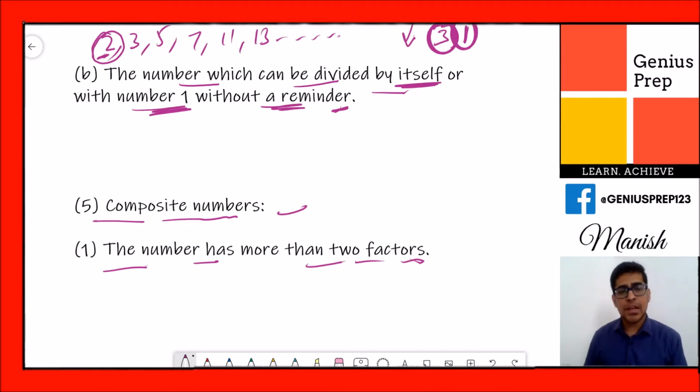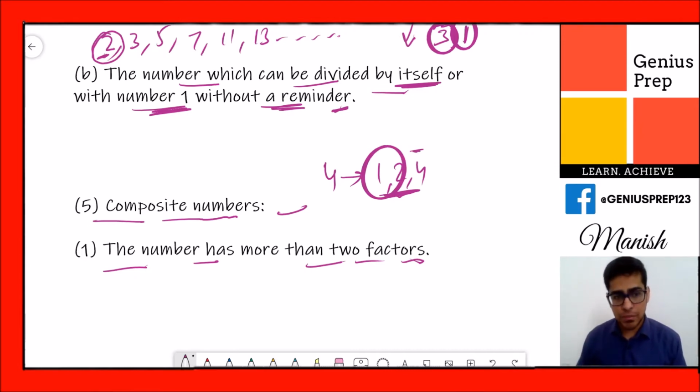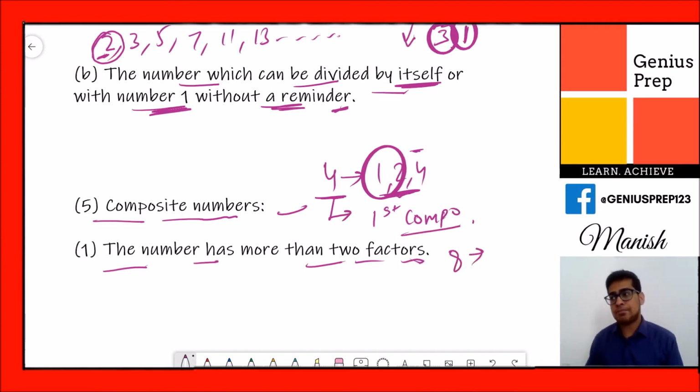So what does it mean? Suppose we have number 4. What are the factors of number 4? 1, 2, and 4 itself. It has 3 factors, which is more than 2. So it is not a prime number, it is a composite number. Also, an interesting fact: 4 is the first composite number. Suppose you have a number 8. The factors are 1, 2, 4, 8. That's why it is called a composite number.